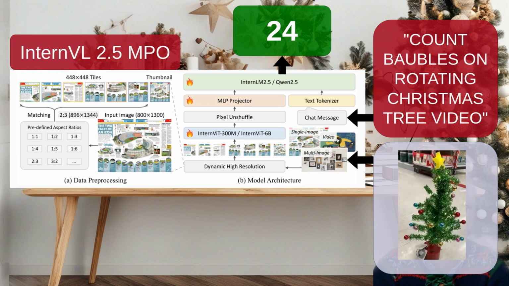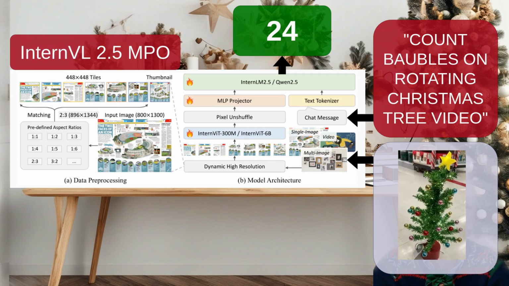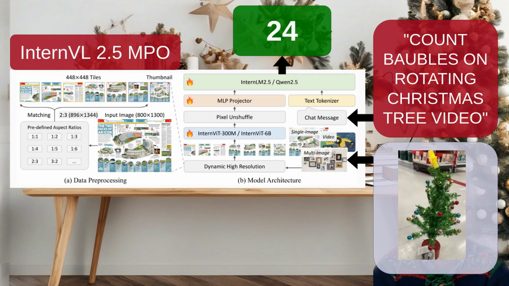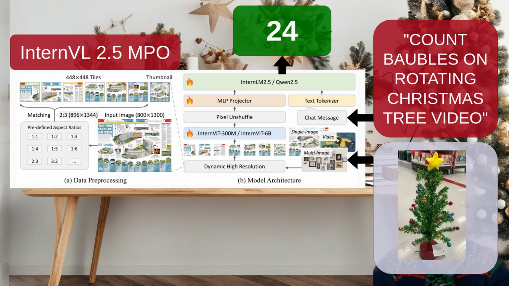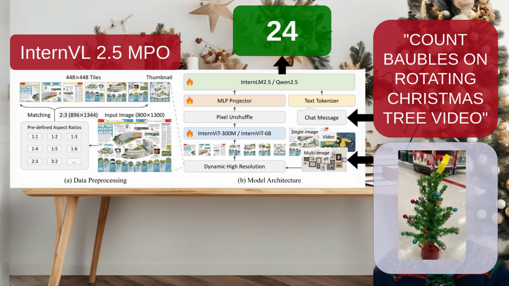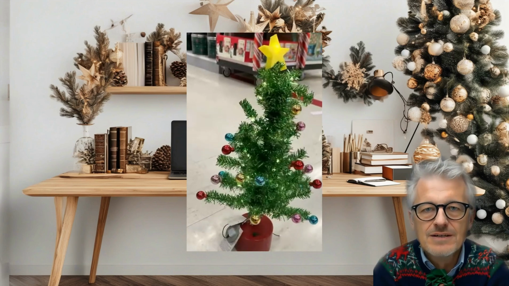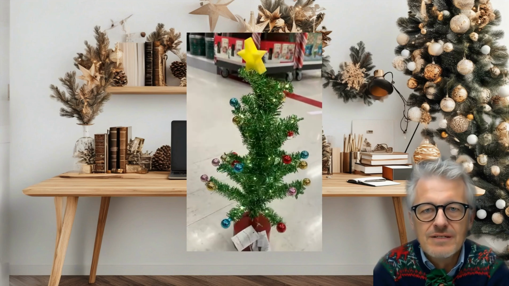In our example, we will see that this model can perform unique object counting on video. Here we ask the model to count the number of unique ornaments on the rotating Christmas tree. Without any adaptation, the model responds with 24, which is the exact count on the tree. It's impressive because it's a complex task on infrequent images. Indeed, it's quite infrequent to find rotating Christmas trees on the web.